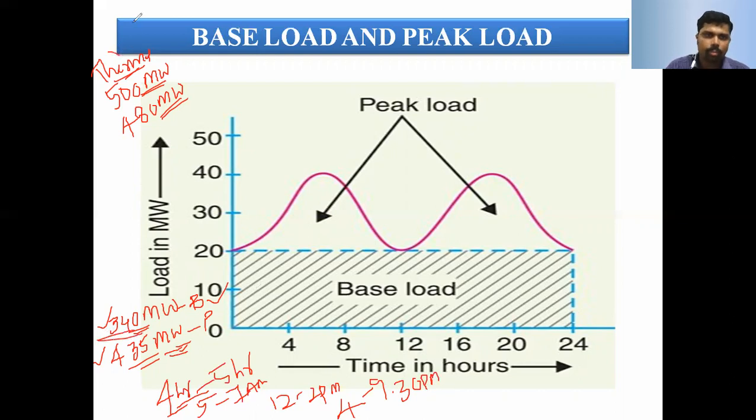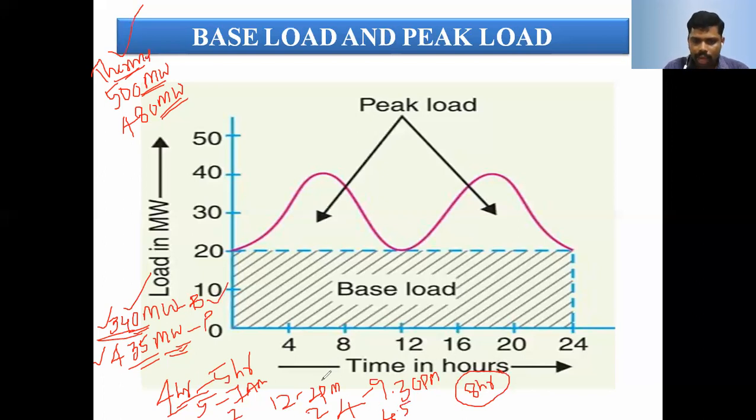In the particular power plant, the thermal power plant we have taken as the example, the base load is 340 megawatt for all the remaining time duration. On an average, here 2 hours, here 2 hours, and here 4.5 hours, in total 8 hours is considered for the peak load. The remaining 16 hours is considered for the base load.